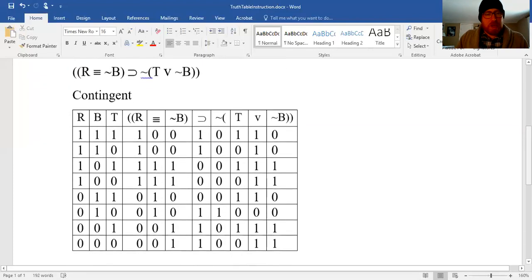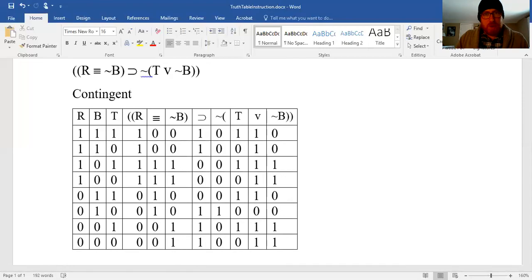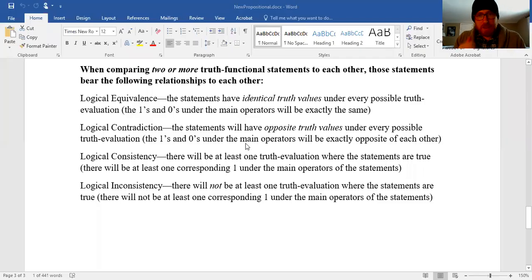All right, okay. Now, when we are comparing formulas, we have logical equivalence. So under the main operator, you'll have identical truth values, okay? Now, next we have logical contradictions. If you're comparing formulas, you'll know that they're logically contradictory if they have the exact opposite truth values under the main operators.